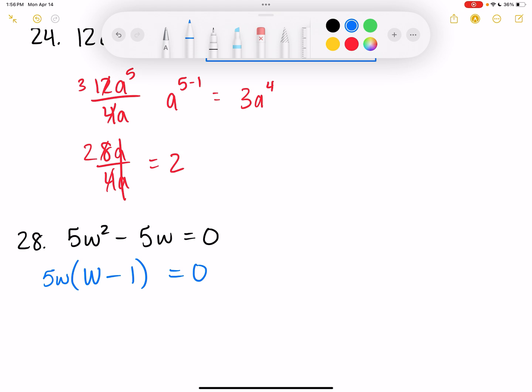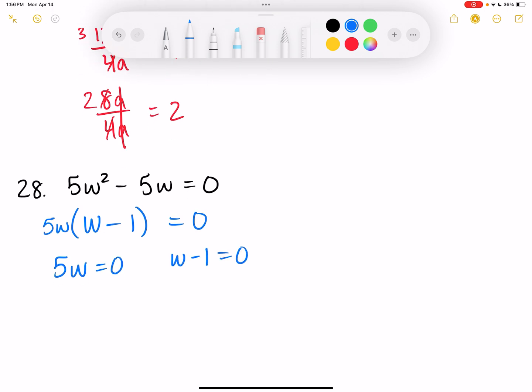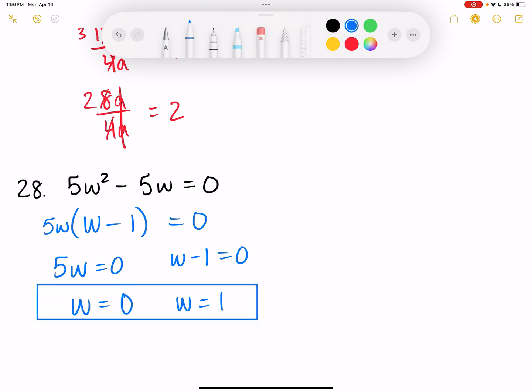Okay? So now I can set each piece equal to 0. So I will have 5w equals 0, and I'll have w minus 1 equals 0. Now, obviously this one's a little bit different because this is just 5w. It's not plus or minus anything. So how do I get w by itself here? Divide. So w equals 0 divided by 5 is? 0. And then over here, how do I get w by itself? You add the 1. So I have w equals 1. So those are my two answers there.